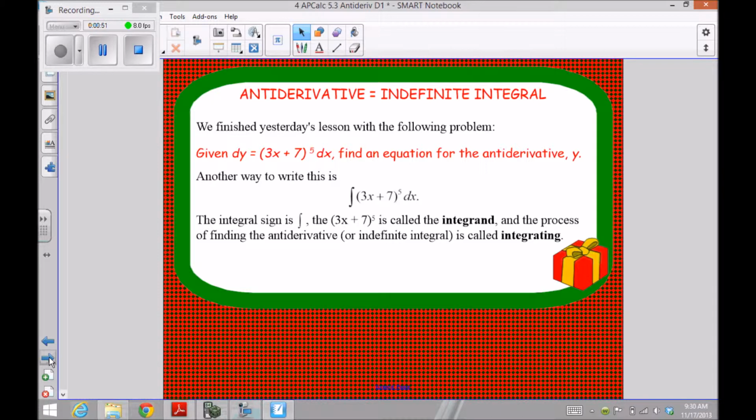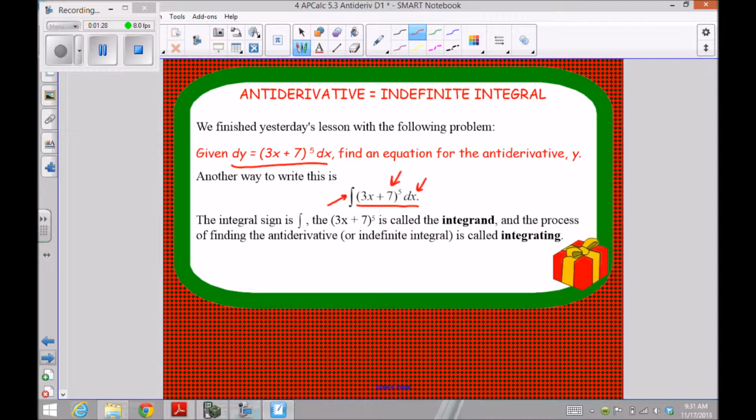This is where we finished yesterday's lesson. We were looking at this problem right here, if you did section 5.1, I believe it was, and we'd gone over it. We wanted to find the antiderivative of y, and another way to write that, besides just saying find the antiderivative, this is your symbolism. This little symbol right here, that's your integral symbol. That means find the antiderivative of this function right here with respect to x.